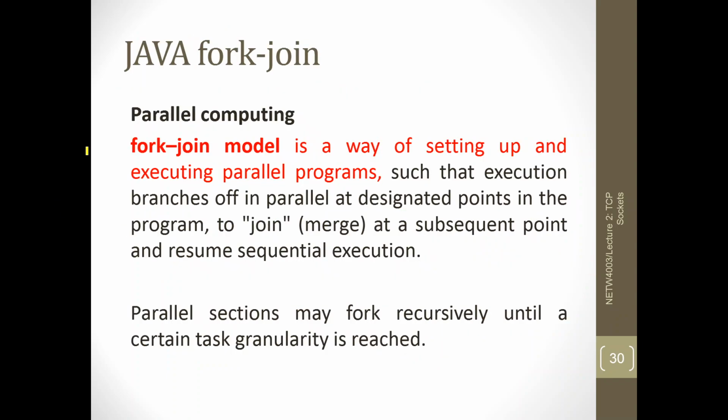The fork-join model is a way of setting up and executing parallel programs, such that execution branches off in parallel at designated points in the program, to join, or merge, at a subsequent point and resume sequential execution. The fork-join model can be considered a parallel design pattern.